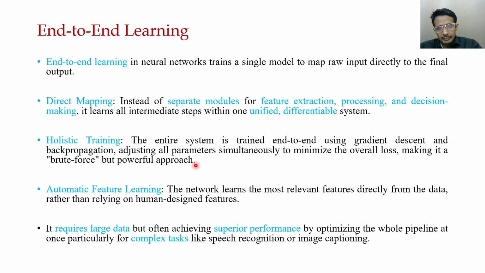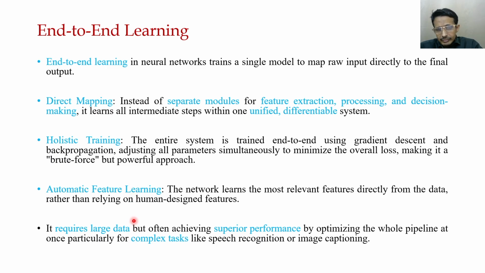Okay, and it essentially makes feasible this automatic feature learning. So the network learns the most relevant features directly from the data. It is not that we have engineered or extracted some features, rather than relying on human-designed features. And that is one of the major advantages over conventional machine learning. So deep learning is automatic feature learning.